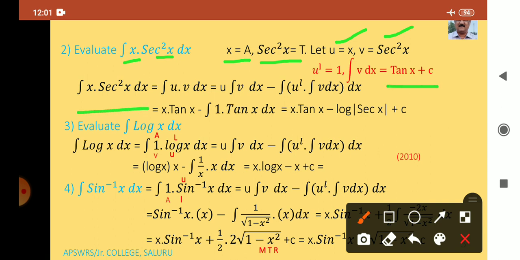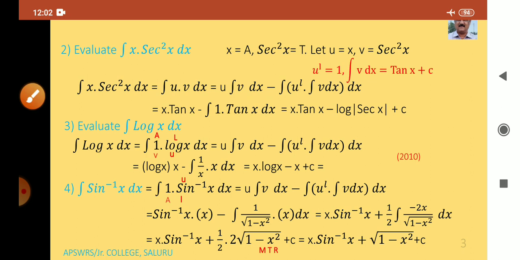Now integral x secant square x dx is integral uv dx. The formula is u integral v minus integral u dash integral v dx. Here u is x, integral v is tan x, minus integral u dash is 1, integral v dx is tan x, which is equal to x tan x minus integral tan x. You know the integration of tan x is log modulus secant x plus c. So integral x secant square x dx is equal to x tan x minus log modulus secant x plus c.